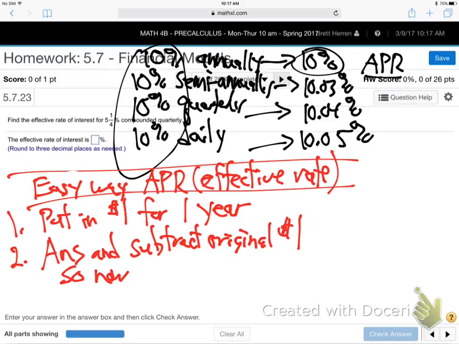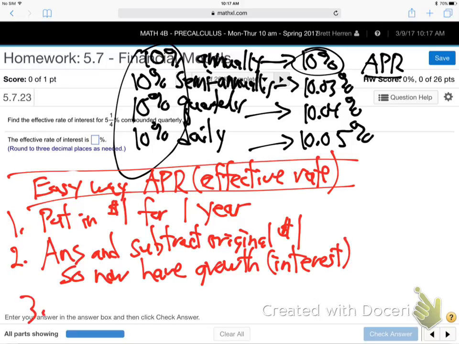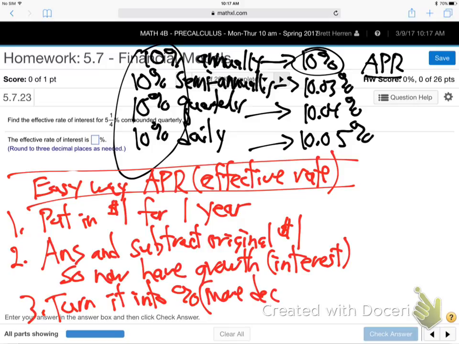So now you have the growth, or the interest. If you take out your original dollar, then you've got the interest, what it went up by, the growth. And then turn it into a percentage. Move the decimal 2 places, and you got it. There's the 3 steps. That'll be way easier than the crazy stuff they have you do, if I remember right. Unless they change their plan.